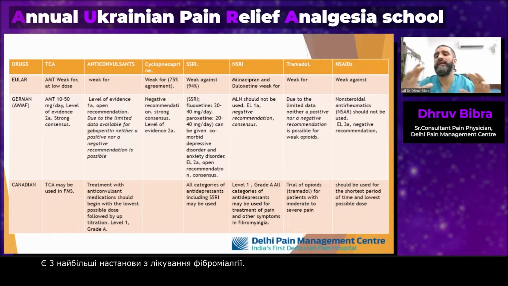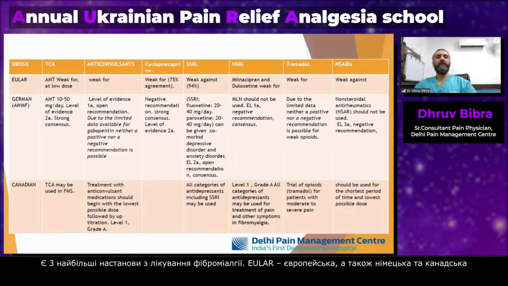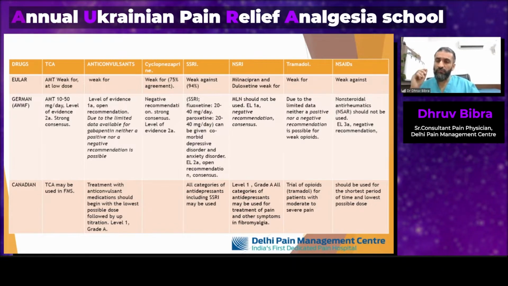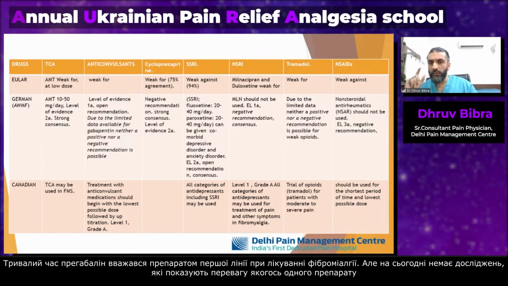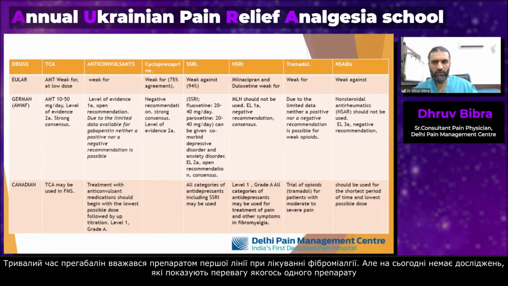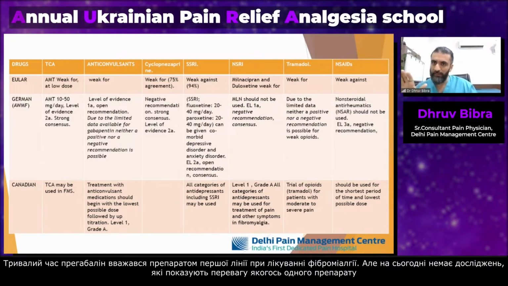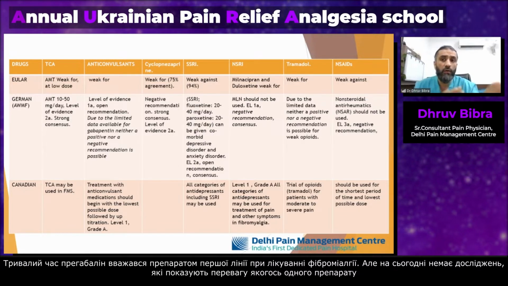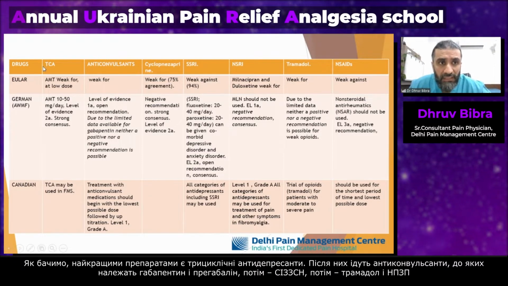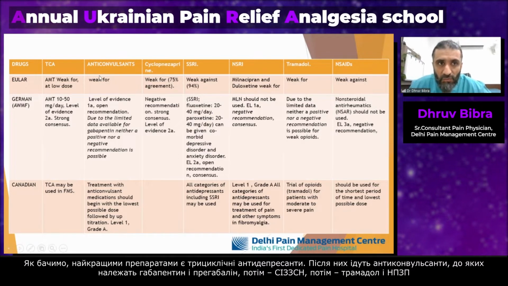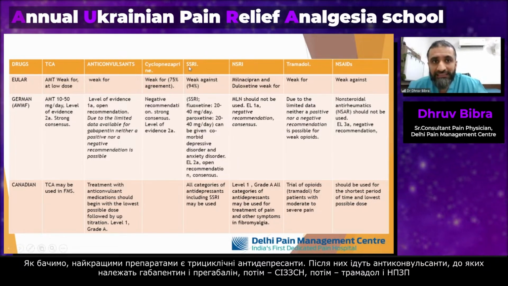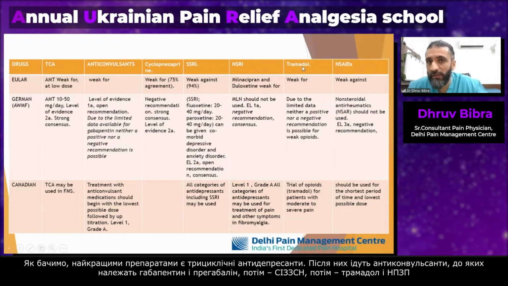Now, these were the three biggest guidelines which have come up for fibromyalgia, where they talk about EULAR, which is European, then you have German, and then you have Canadian. Now, for a very long time, pregabalin was considered to be the first line drug for fibromyalgia. But now studies are rampant which say that there is no advantage of one drug over the other. So if you see, the best drug they talk about is the TCAs, and then you talk about anticonvulsants like gabapentin and pregabalin. Then we talk about SSRIs and SNRIs, tramadol and NSAIDs.